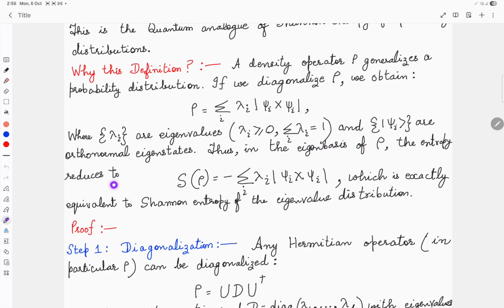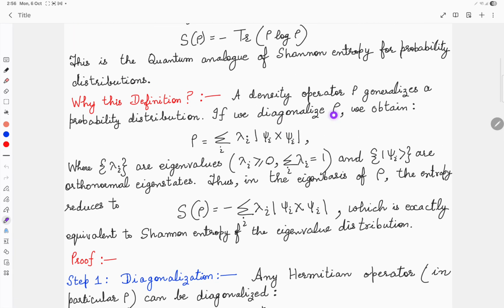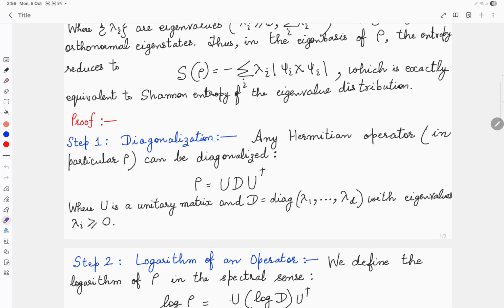In the eigenbasis, the von Neumann entropy reduces to this formula, which is almost exactly the shape of Shannon's entropy, but in terms of the eigenvalue distribution rather than the probability distribution. So let us look into the proof of this. When I say that ρ needs to be diagonalized, let's see how the diagonalization of ρ takes place.